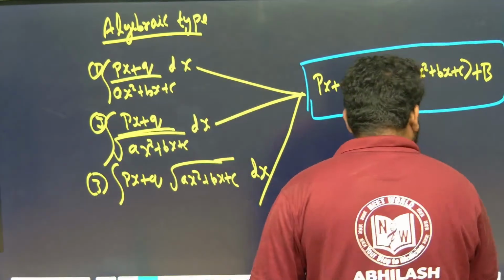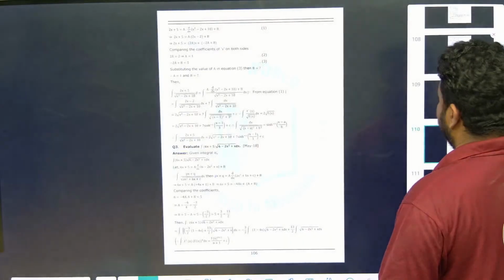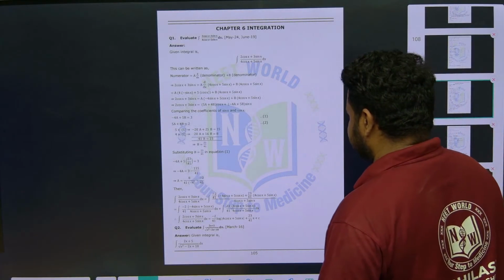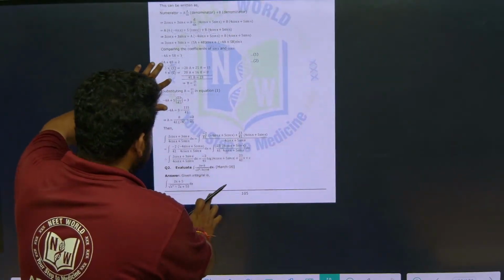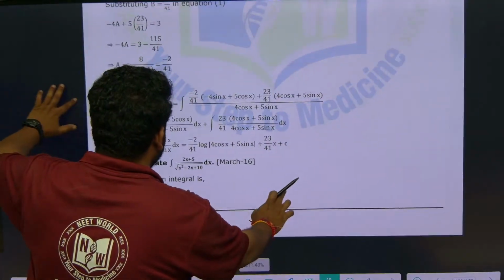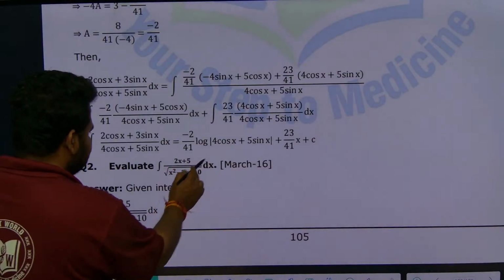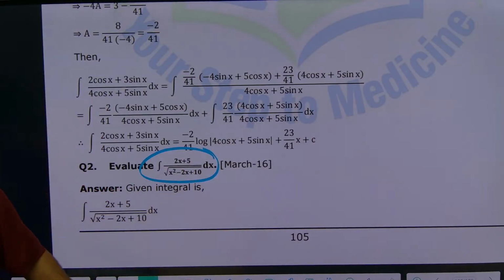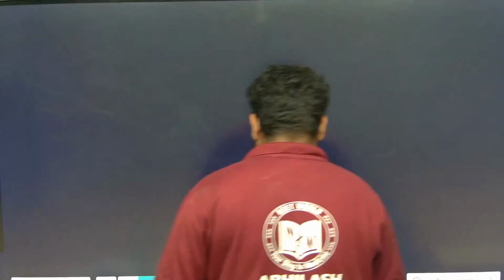Clear? So based on this, let us solve some questions of algebraic type. I think the second question is there, so this is the question we will take up. Look at this, friends: integral of 2x plus 5 divided by square root of x square minus 2x plus 10. So this is what we have. Let us solve this question. Okay, let us do the partition again.